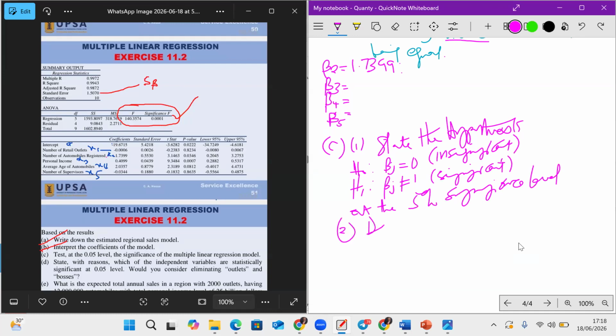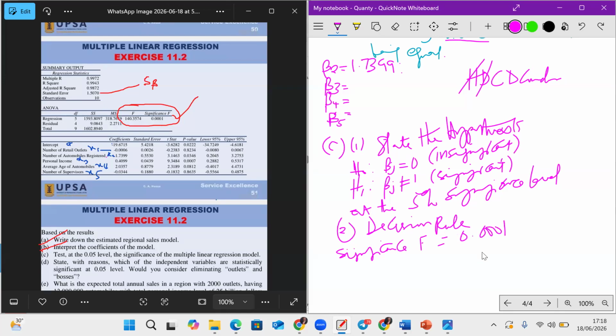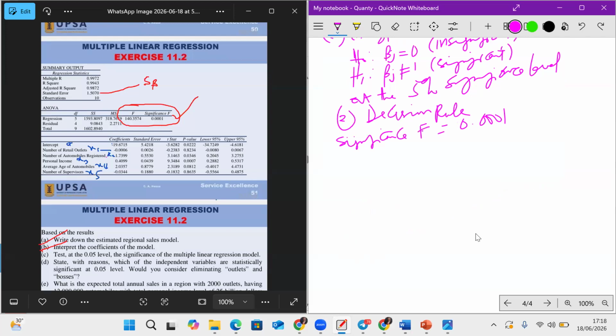What is step 2? Decision rule. So I've done the hypothesis, and now I'm doing the decision rule. For the decision rule, we will take the significance F. What is the significance F? It is 0.0001.